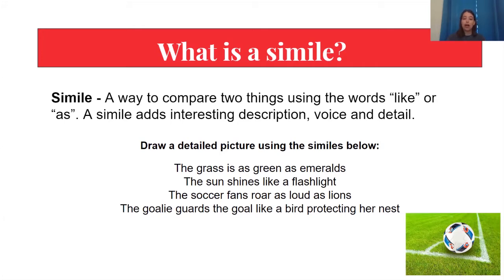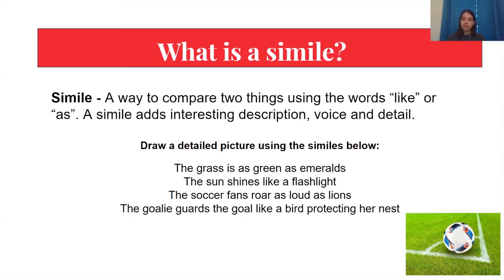I want you to draw grass, that the grass is as green as emeralds. So what does that mean to you? Think about emeralds. If you don't know what an emerald is, maybe Google it. It's a type of gem. The sun shines like a flashlight. The soccer fans roar as loud as lions. The goalie guards the goal like a bird protecting her nest.